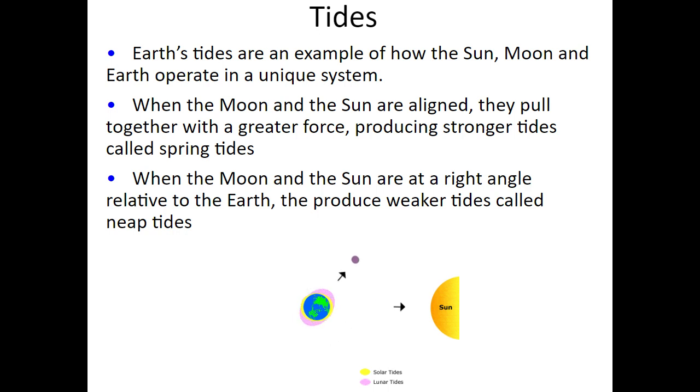So spring tides are your stronger tides. Your neap tides are your weaker ones. So when we have our full moon and our new moon, those are our spring tides. And our neap tides are going to be when we see our quarter moons.